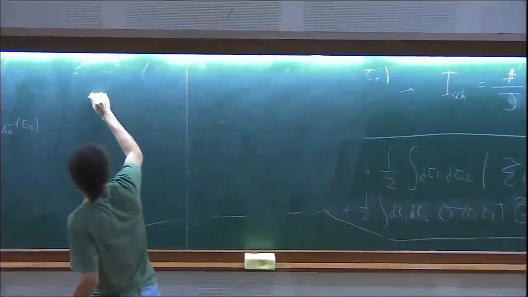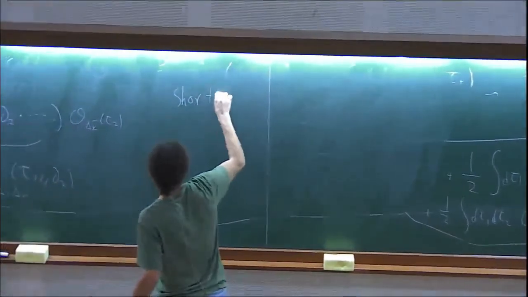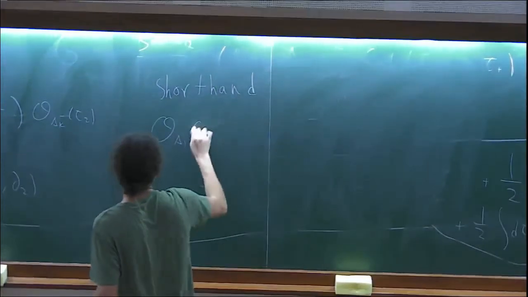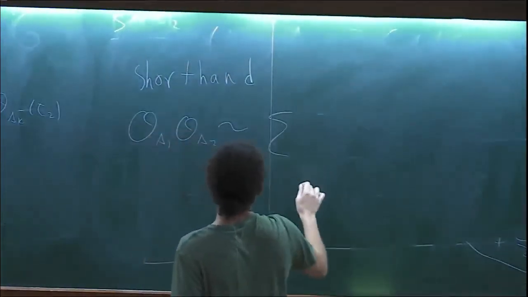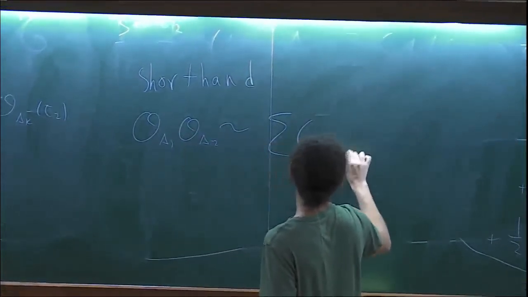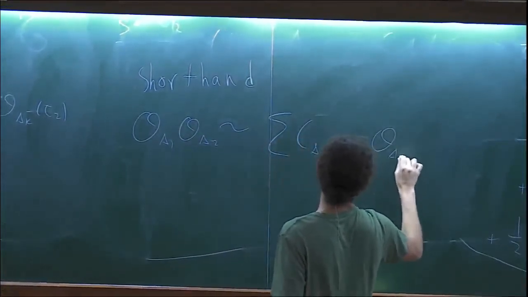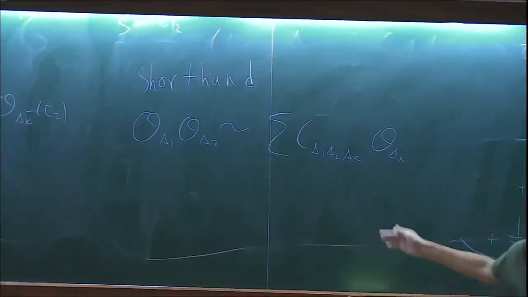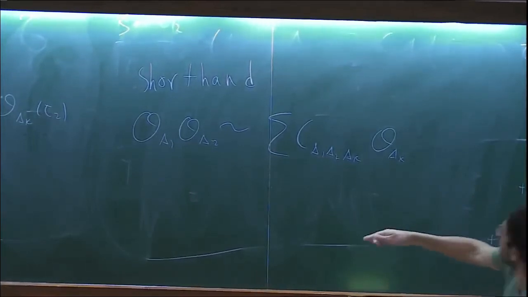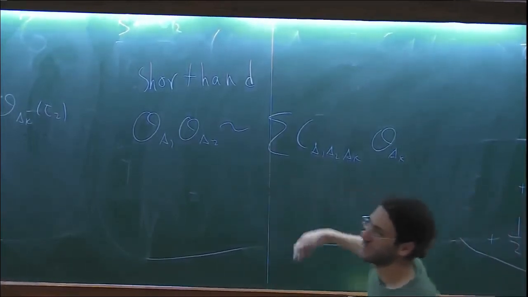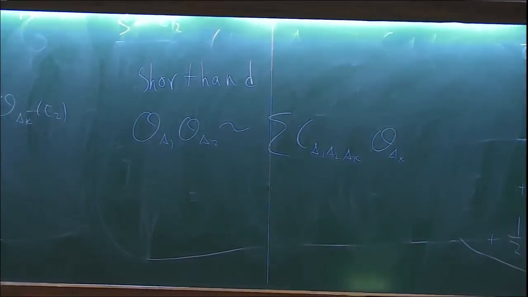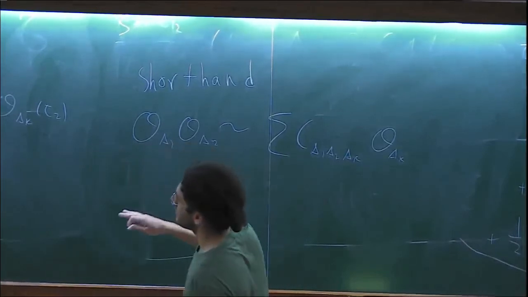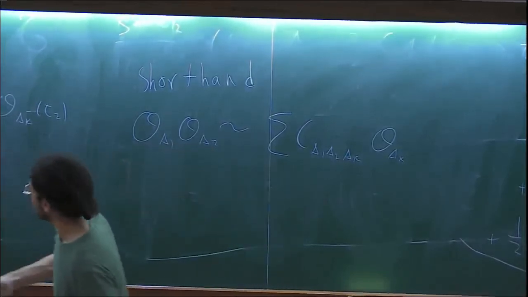I'm going to use a shorthand for the OPE, that O of delta 1, O of delta 2 is some C delta 1, delta 2. This is shorthand for the actual exact equation for the OPE. You can think of the shorthand as just writing the primary, but one should keep in mind that really there's a sum of primary and descendants, and we know all the coefficients of the descendants once we know the coefficient of the primary. Good.